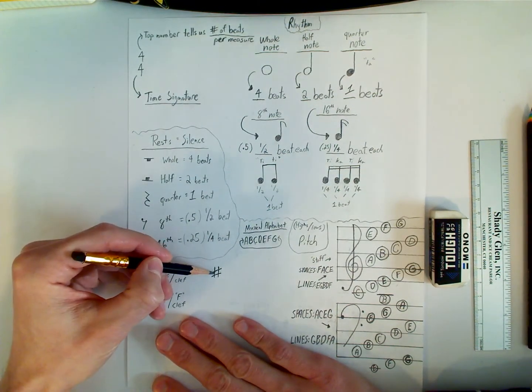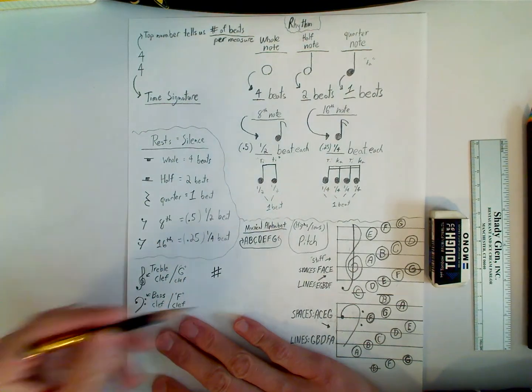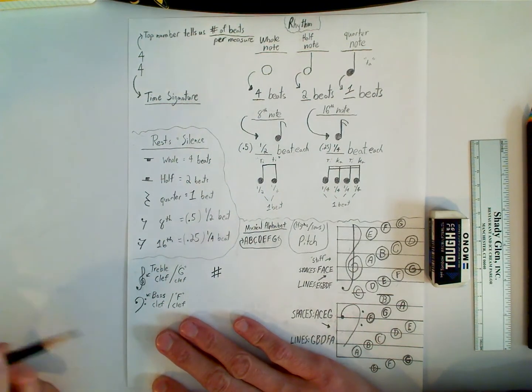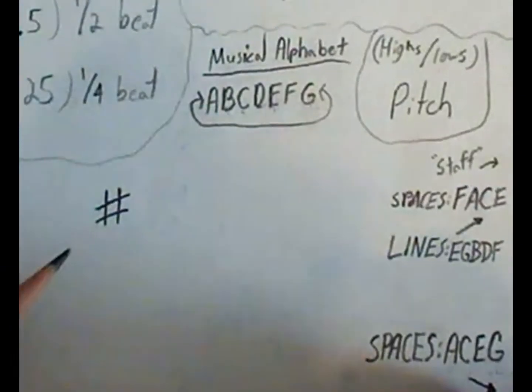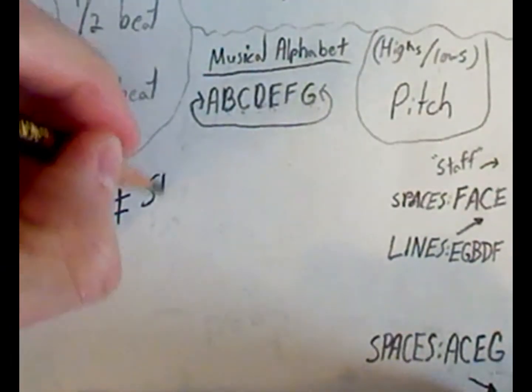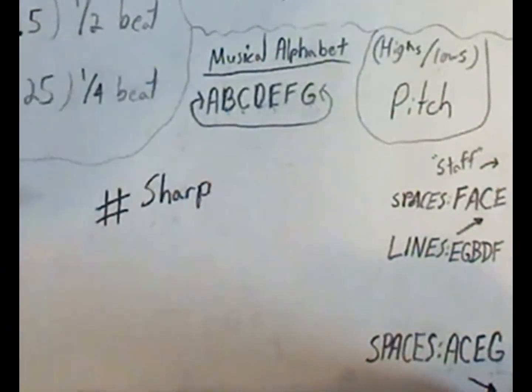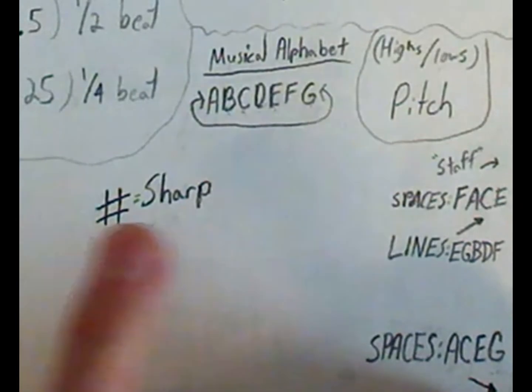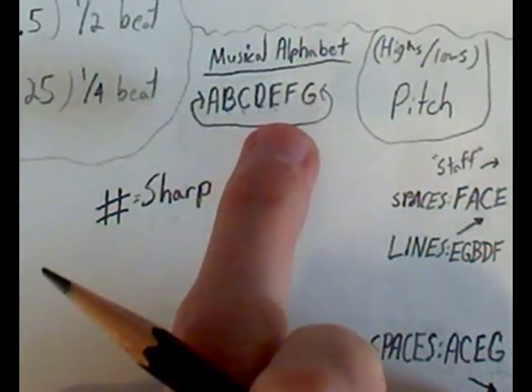However, this number sign is not a hashtag. We're not on Instagram. We're not on Twitter. All right. This is not a number. So this is what we call a sharp sign. Now, a sharp, we'll explain exactly what that means here in a little bit, but a sharp is going to change one of these letters to sound slightly different.